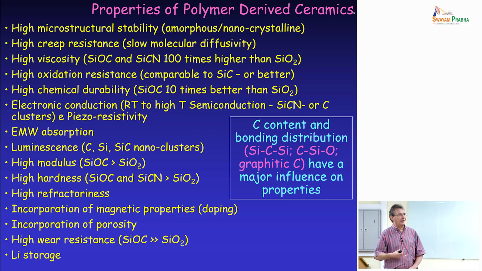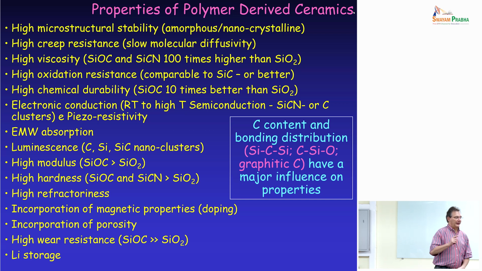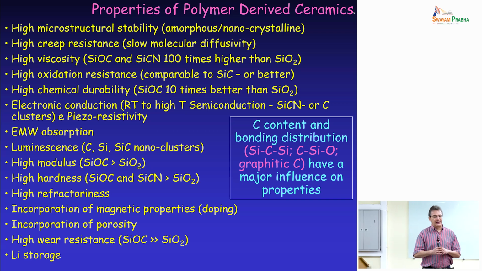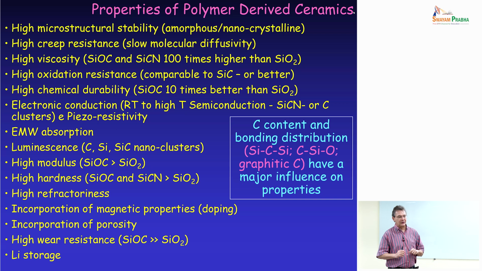I mentioned that you can have some functional properties due to the presence of carbon nanoclusters, and you can have electronic conduction, piezoresistivity, electromagnetic wave absorption, luminescence. I didn't talk about the structure of the silicon oxycarbide glass, but you know that in a silica glass, you have silicon-oxygen-silicon bridging bonds. So the anion is oxygen, and the network has a certain flexibility and therefore a certain glass transition temperature.